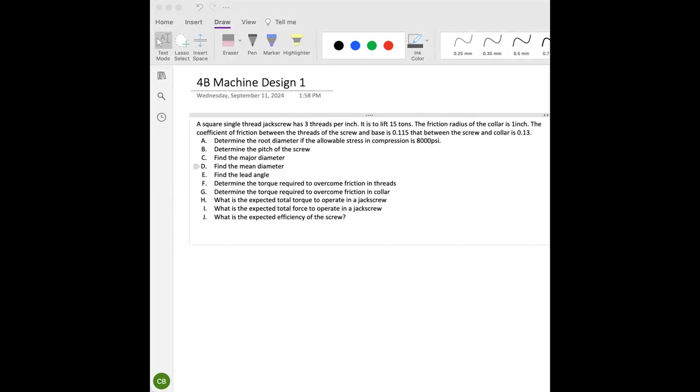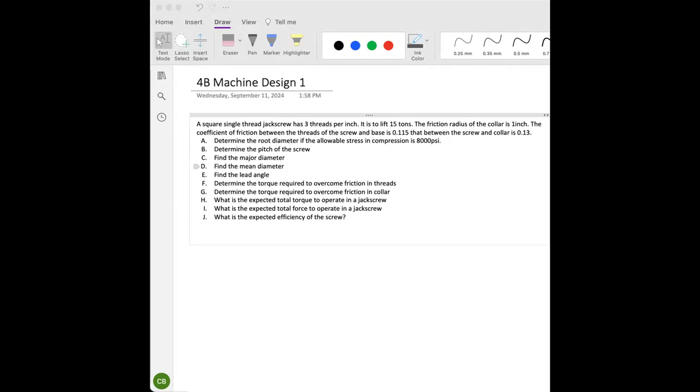The next one is we determine the pitch of the screw. Then we need to find the major diameter, and then the mean diameter, the lead angle, the torque required to overcome friction in threads, and also friction in collar, and then the expected total torque to operate the jack screw, and then the total force to operate the jack screw, and the expected efficiency of the screw.